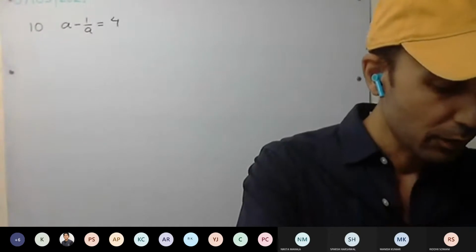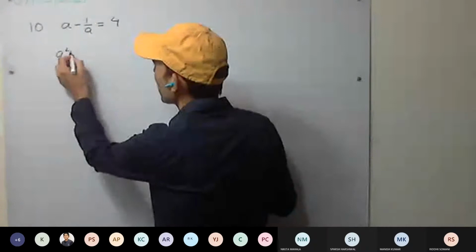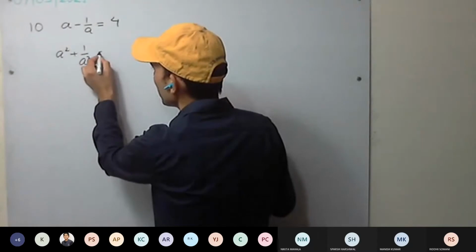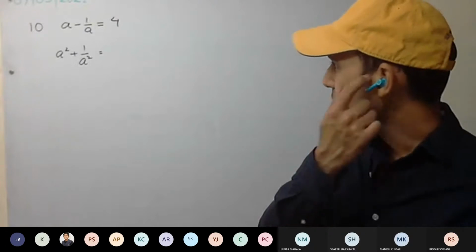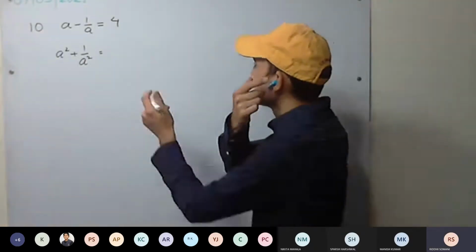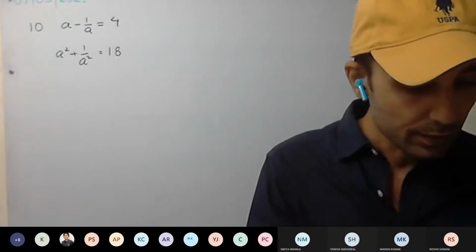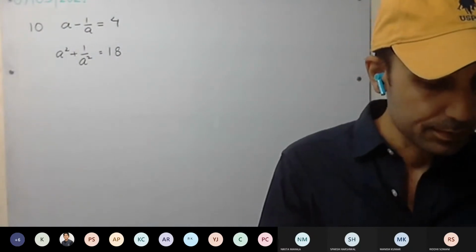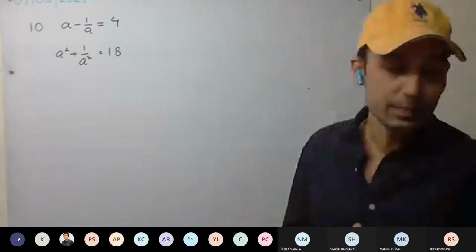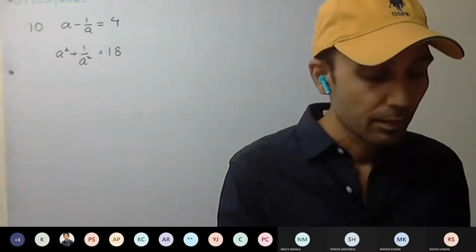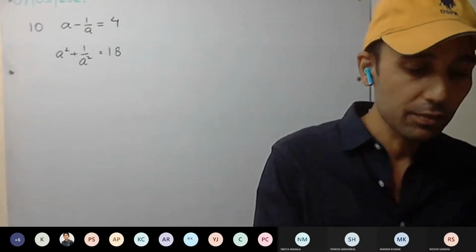Okay. a minus 1 upon a equal to 4. What value you have got for a square plus 1 upon a square? 18. Okay. And third one as well you have solved, a cube minus 1 upon a cube. How much you got for that? Sir, third one as well, 76. 76. That's correct.